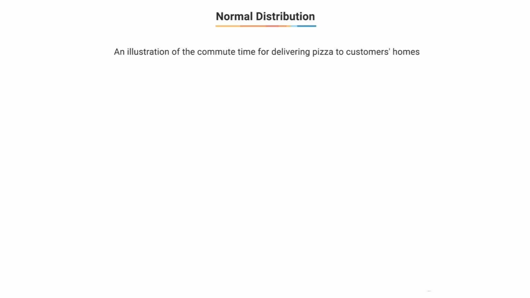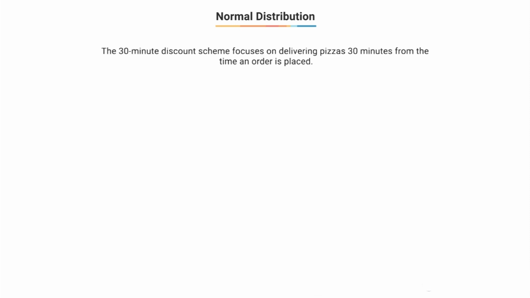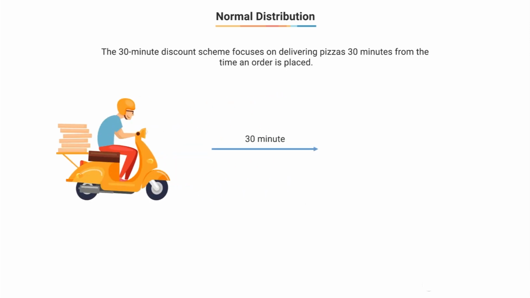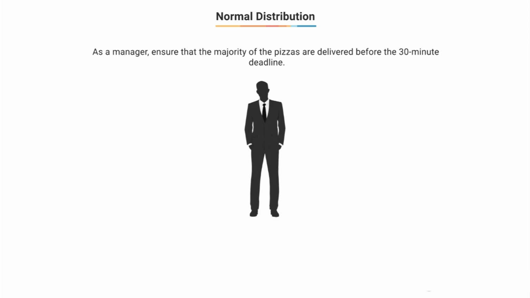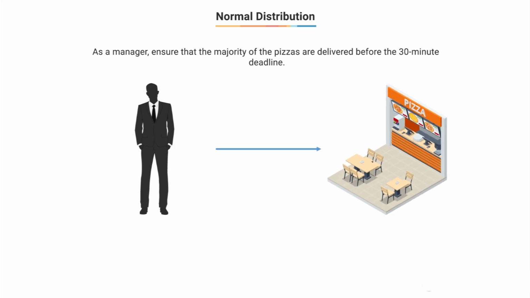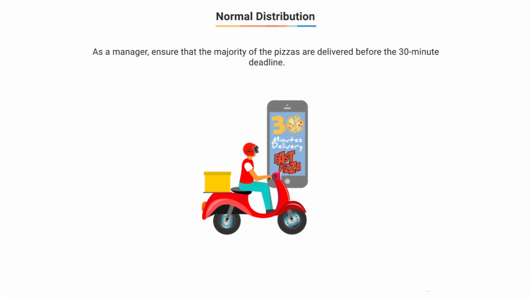So to understand the normal distribution, let us go back to our earlier example of commute time for pizza delivering to the customers' houses. We are aware that pizza delivery outlets have come up with this 30-minute guarantee of delivering pizza from the time an order is placed. If the time taken to deliver the pizza is more than 30 minutes, then depending on the purchase value, the pizza comes free or with a huge discount on total purchase. As a manager at one of the pizza outlets and given this 30-minute guarantee, you want to ensure that most of the pizzas are delivered well before these 30 minutes.